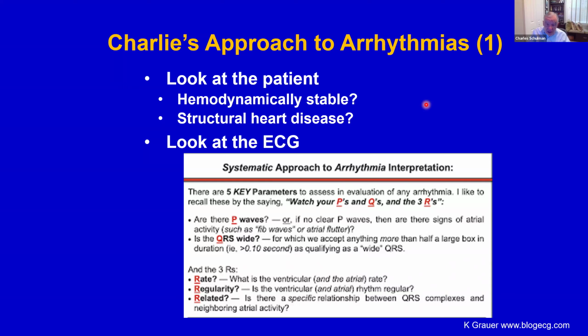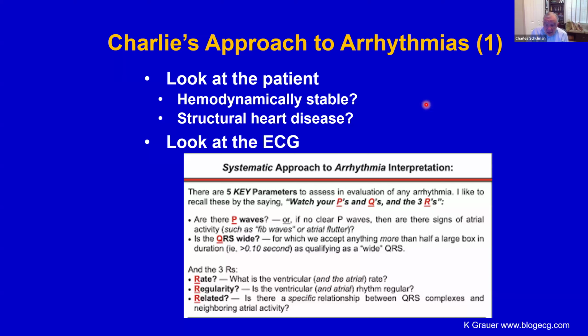Second, if not, then you have time to do a 12-lead ECG and try to make the diagnosis. Does the patient have structural heart disease? For almost any arrhythmia, get an echocardiogram. Does the patient have valve disease? Does the patient have heart failure? What is his or her ejection fraction, which will impact what medicines you prescribe. Then look at the EKG.